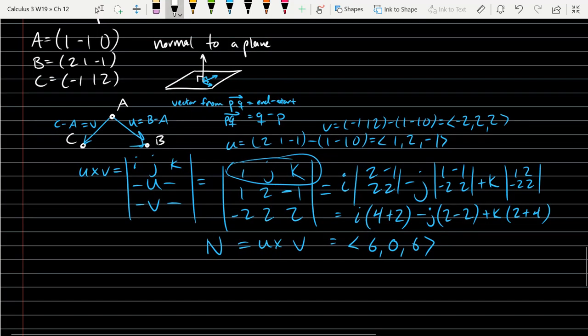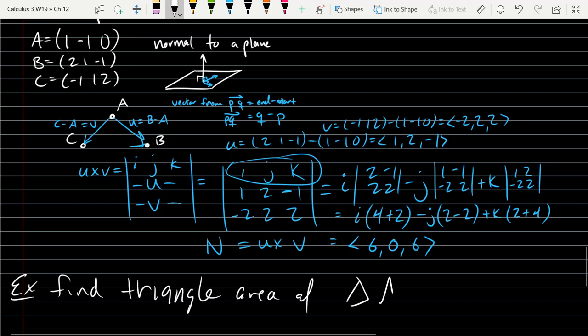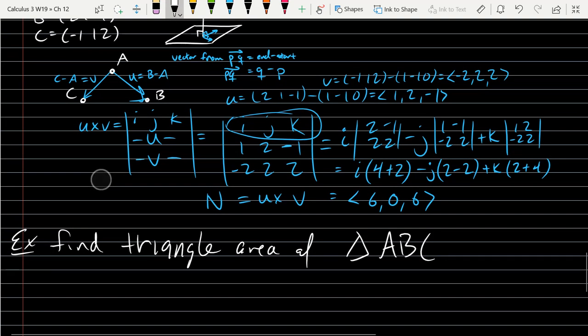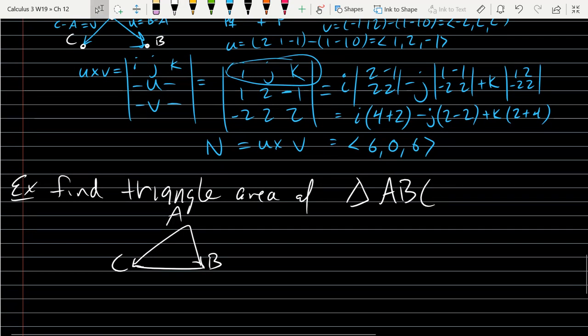How would I find the triangle area right here? So I'm going to do another question: find the area of the triangle ABC, same ABC as above. So I'll draw the triangle out, ABC. So what do I need? Two vectors on the sides. Well, lucky for us, we just computed two vectors, one on each of the sides from A. So we already have U, we already have V. How do we get the area of this triangle with sides U and V?